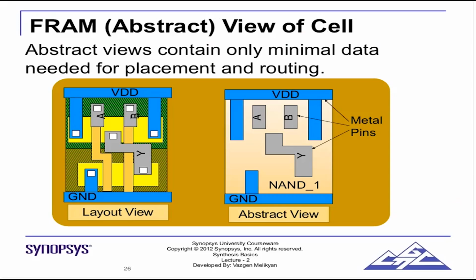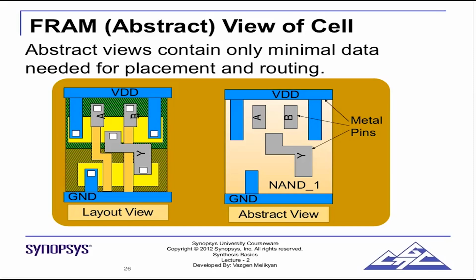Now, for using this in layout, you don't need the internal information. So only the external pins, the metal layers that talk to the external world, are kept, and the rest is discarded. So you have VDD, GND, which are the power pins, obviously they connect to power rails. And since when this cell is used, A and B are connected, Y is connected, we don't need to know what happens internally. So A, B, and Y are preserved. The rest is discarded. So this is the abstract view. It is used for layout, for placement and routing.